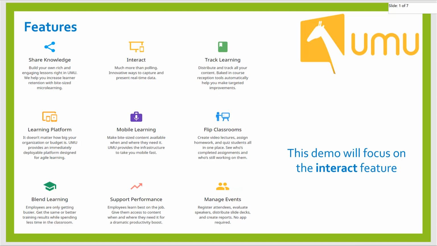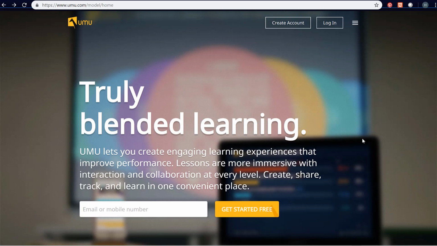So just to give you a quick overview, while UMU has a wide range of features, ranging from sharing knowledge with your learners to using it as a learning platform, the one I really like about it is this interact feature that allows you to create engagement activities to align with instructor-led training, where you can survey your learners, create quizzes, do Q&As that you project onto a screen, and your learners then respond using mobile phones or their desktop, and then you can project their responses back to them using that same screen to inspire collaboration and discussion. So let's go ahead and dive in.